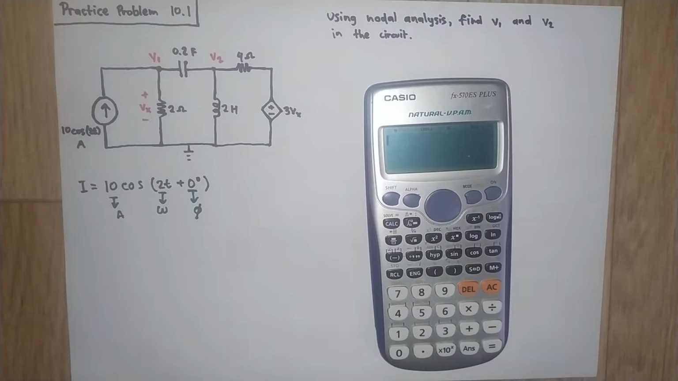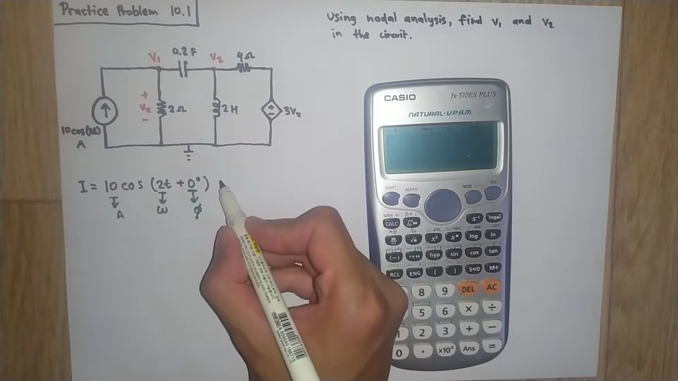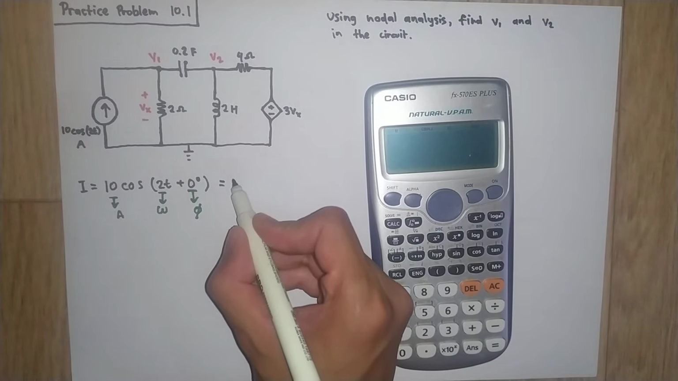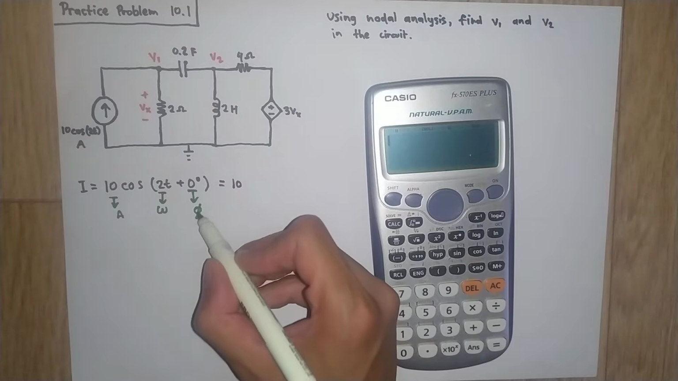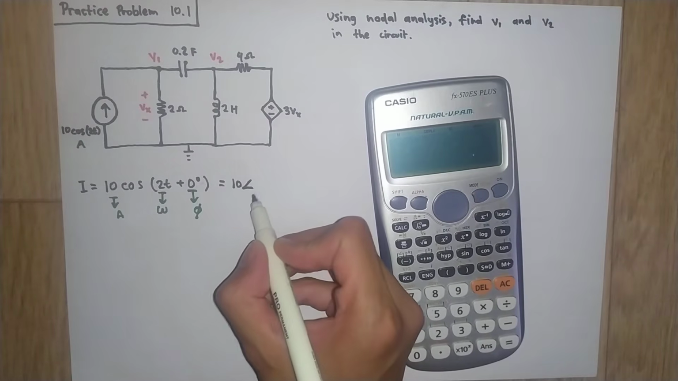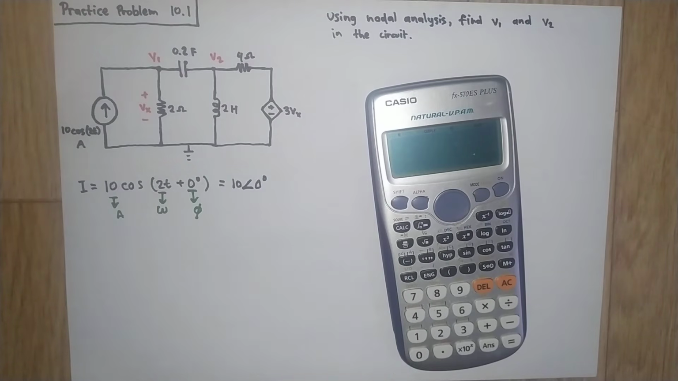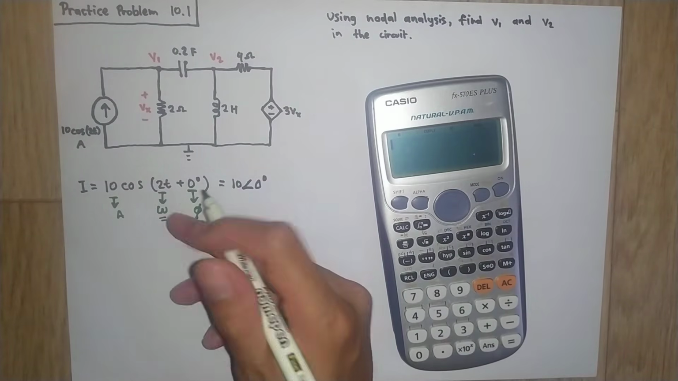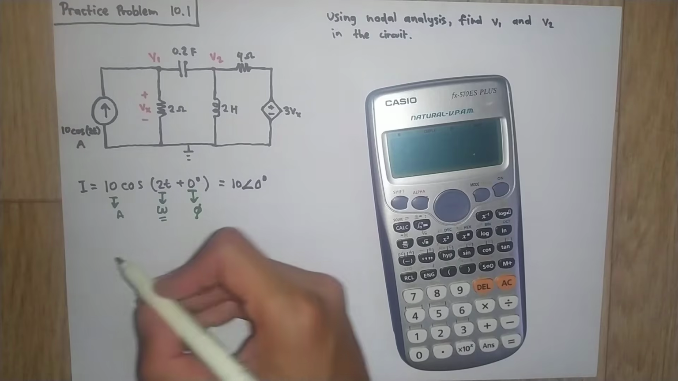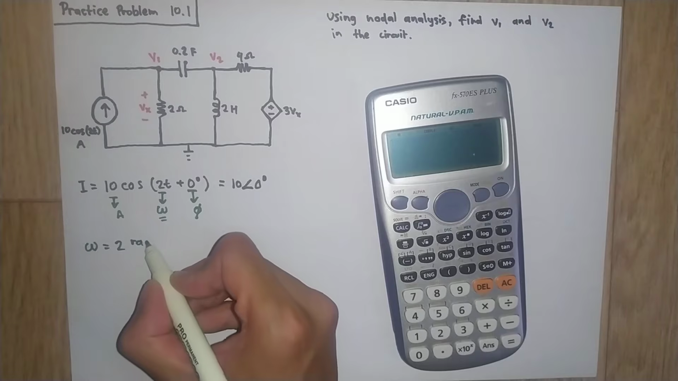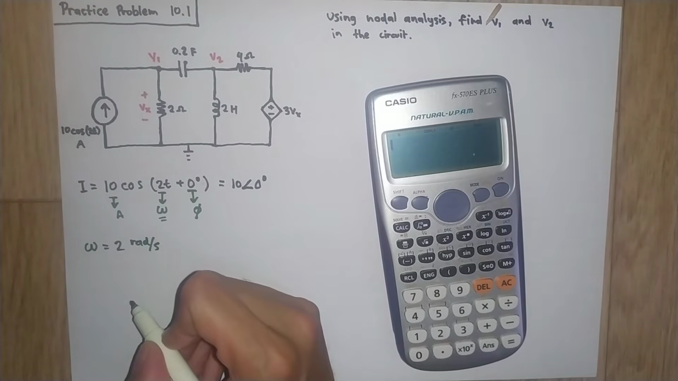Or we can write it in phasor form, which is a representation of a complex number in polar coordinates. We take this amplitude, which is 10, and only the phase, which is 0 degrees. Now we save this omega value because it is very important in solving this problem. Our omega is 2, and the unit is radians per second.